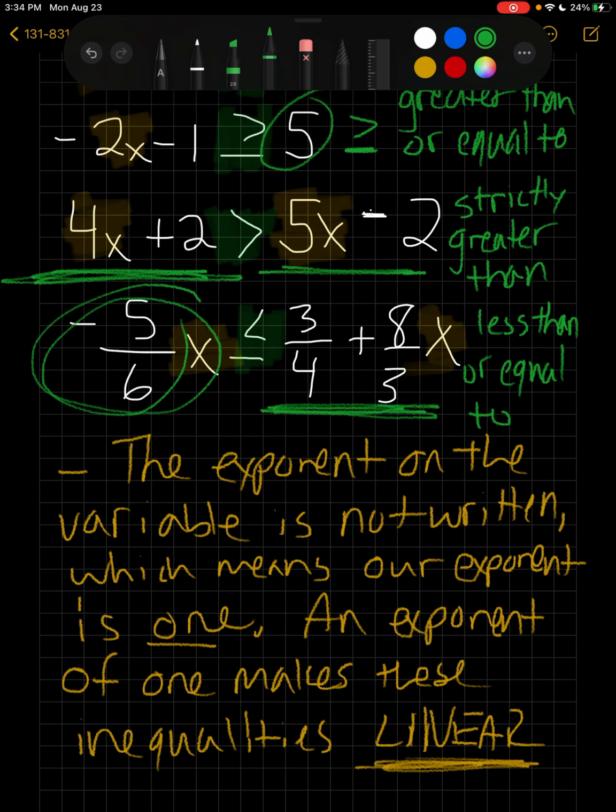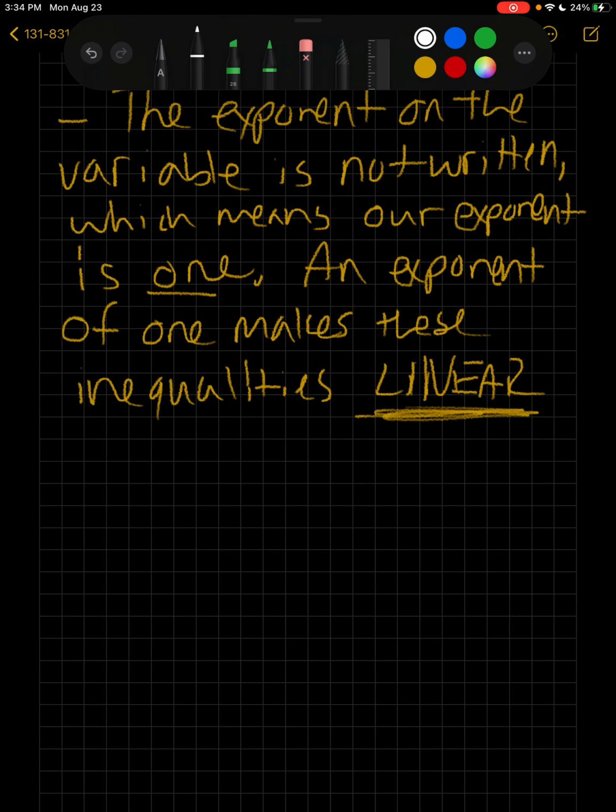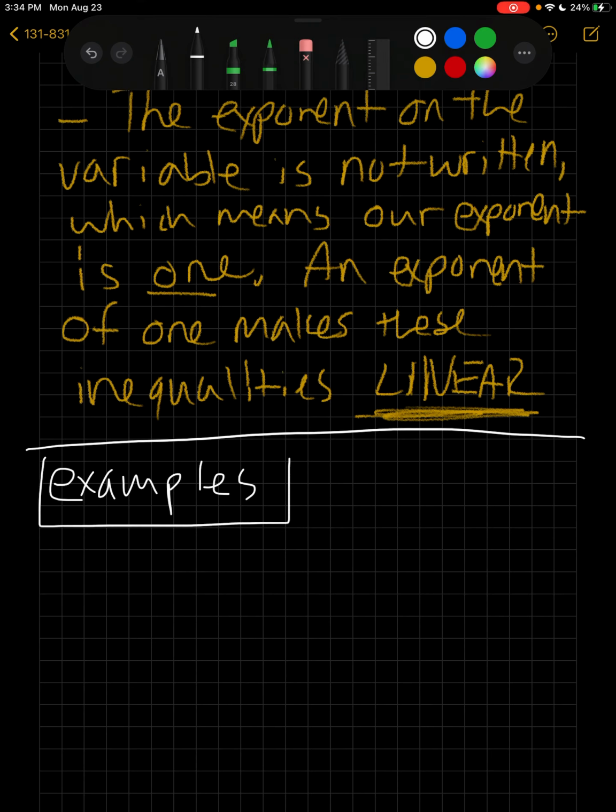I want to go through and solve these and talk about how we would answer these and what our answers might look like for this. So let's start with the first one. X minus 15 is less than 4. Let's work through some examples. And we'll start with X minus 15 is strictly less than 4.